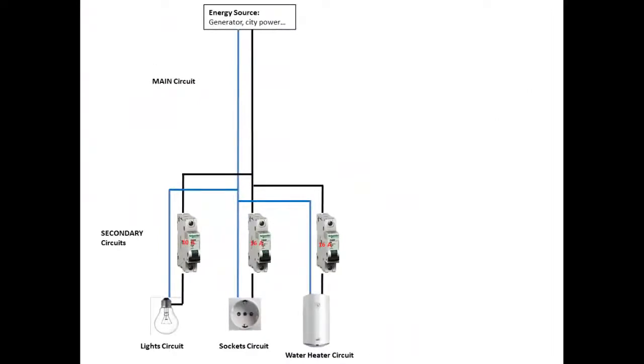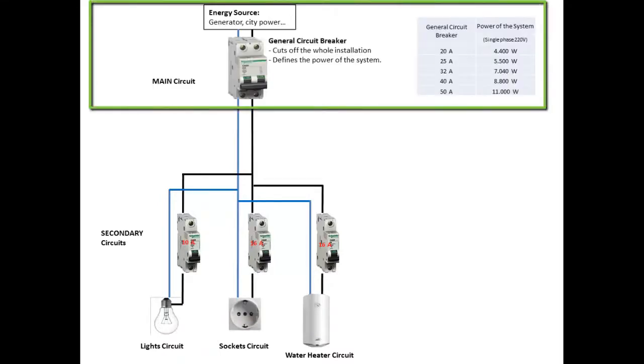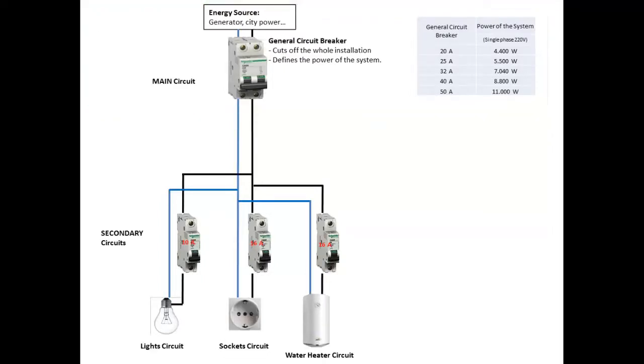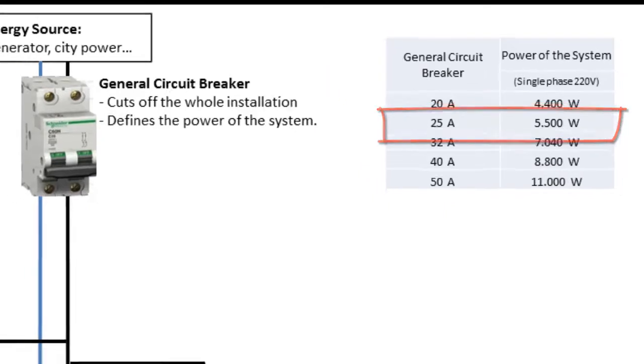This is the schematic of a single phase installation normally found in the field. As you can see, only one cable of the secondary circuits is protected. Let's see how to improve this installation. First, install a general circuit breaker in the main circuit. The capacity of this breaker should be selected according to the total estimated power consumption of the structure as seen in the chart. If, for example, the consumption is 5 kilowatts, a 25 ampere general breaker would be enough.